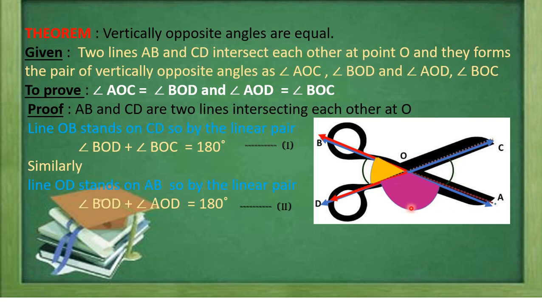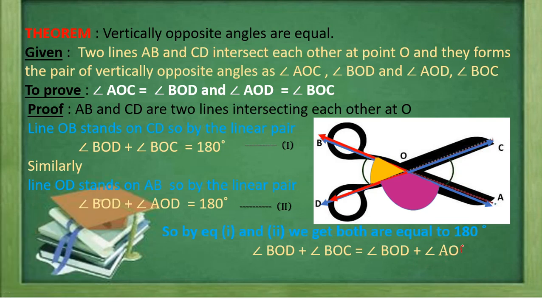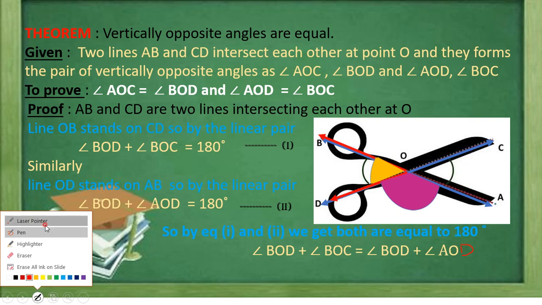So by Euclid's axiom, observe equation number 1 and 2. We can say things which are equal to the same thing are equal to one another. So the right hand sides of the equations are equal to 180 degrees. That means the left hand sides are also equal. So from equations 1 and 2 we can write angle BOD plus angle BOC is equal to angle BOD plus angle AOD. Again recall Euclid's axiom, which says if equals are subtracted from equals, then the remainders are equal.